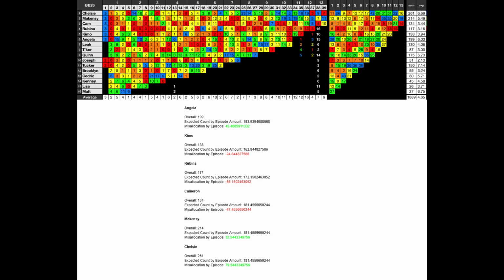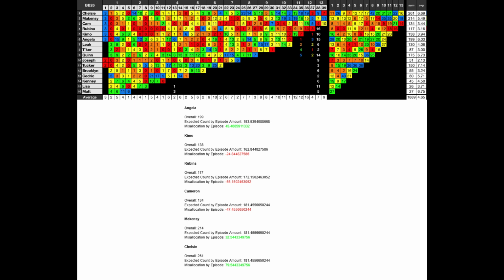Chemo has 138 diary rooms, and his expected count by episode amount is 162.84, causing him to have a negative 24.84 misallocation amount. Honestly, I'm shocked it's not larger. Rubina has 117 diary rooms, and her expected count by episode amount is 172.15, and she has a negative 55.15 misallocation amount, which really isn't shocking to me at all, and it means that she's missing more than a third of the diary rooms that she should have if things were evenly distributed.